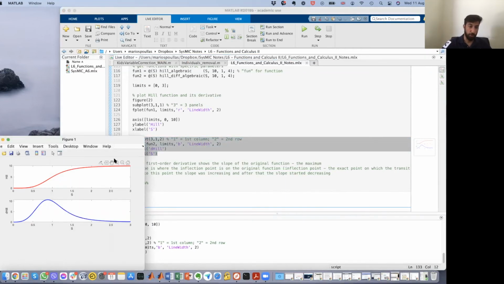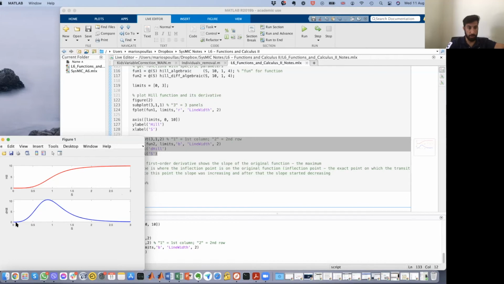So the first order derivative, which can be seen here, shows the slope of the original function. You remember I told you that we are going to discuss how these two are connected. The first order derivative of the original function is the slope of the original function. It determines the slope of the original function.